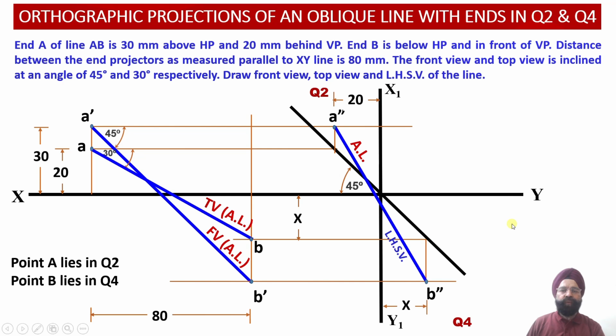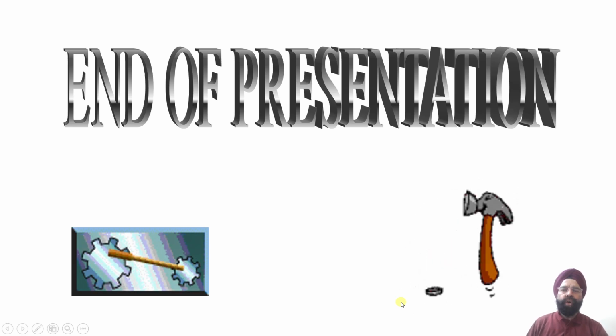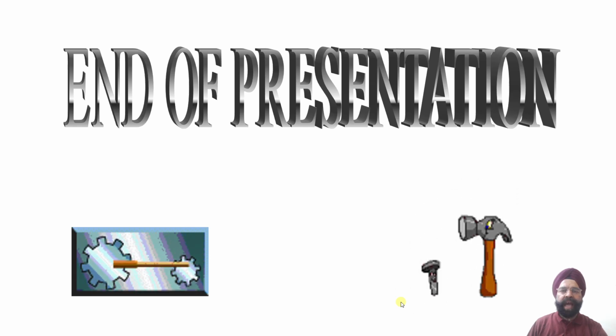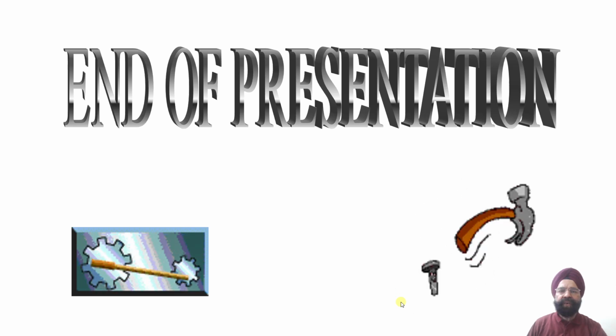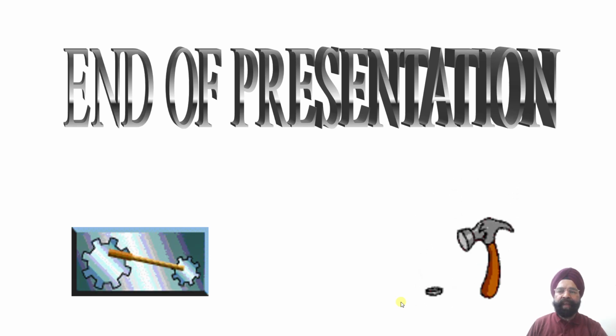So this is all for today. I hope that through this discussion you would have understood how we can obtain the orthographic projections of the line when the two ends of the line lie in different quadrants. We'll be continuing with further discussion regarding a few more illustrative cases of projections of lines in the coming lectures.